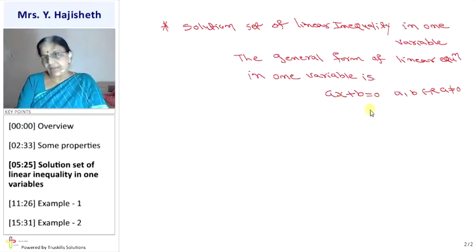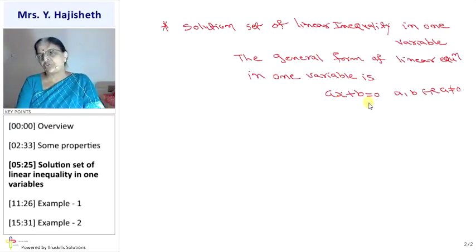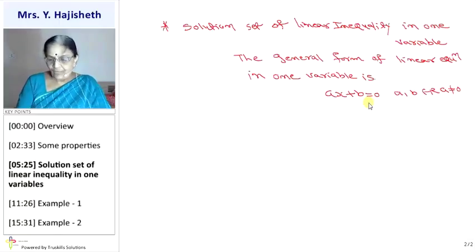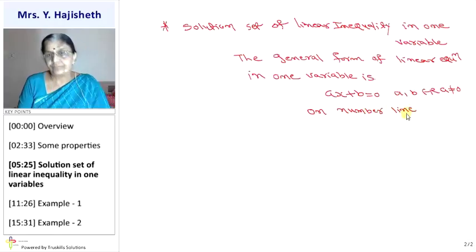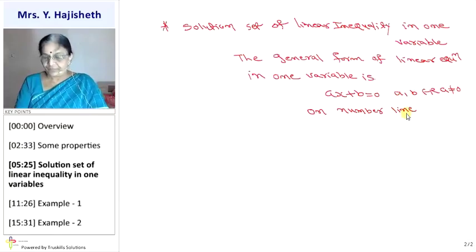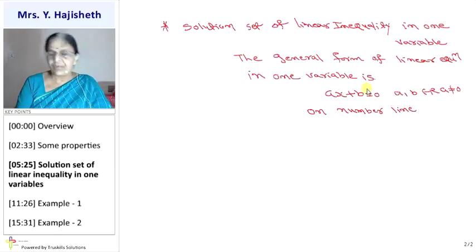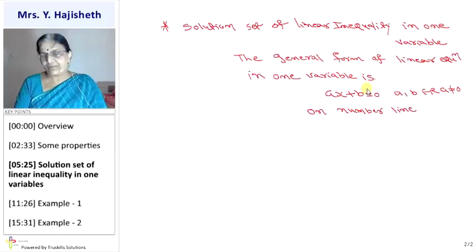Instead of x, they can give you y also, t also, u also, v also. Now, the solution of linear equation, we can always represent on number line. Right? On number line I can represent the solution of linear equation in one variable. X is minus b by a. So I have to plot point minus b by a on x-axis, okay, on number line.